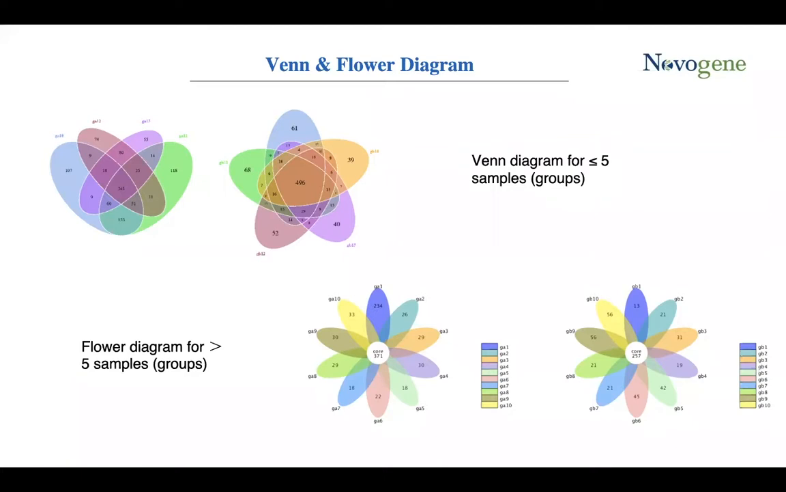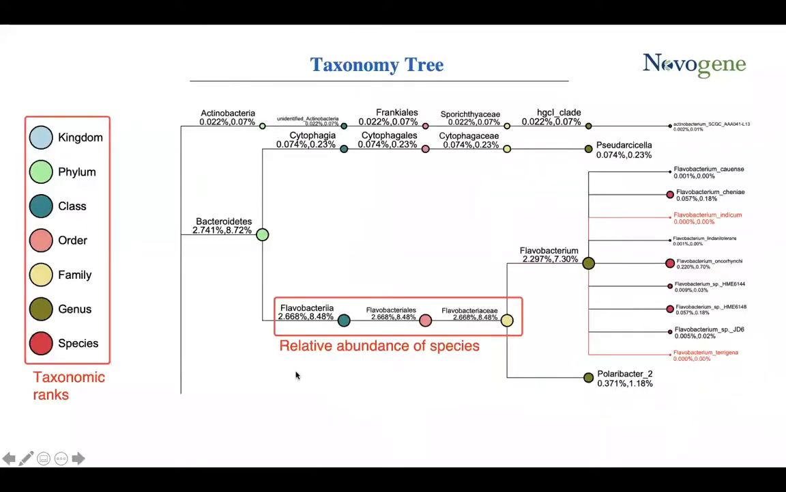And then we can show the top 10 genera in high relative abundance to make the taxonomy tree by the independent R&D software. Now we can do the taxonomy tree either in samples or in groups. In this taxonomy tree, the different colors represent the different taxonomic ranks, and the size of the circles is the relative abundance of the species. So the bigger the size, the higher the abundance.